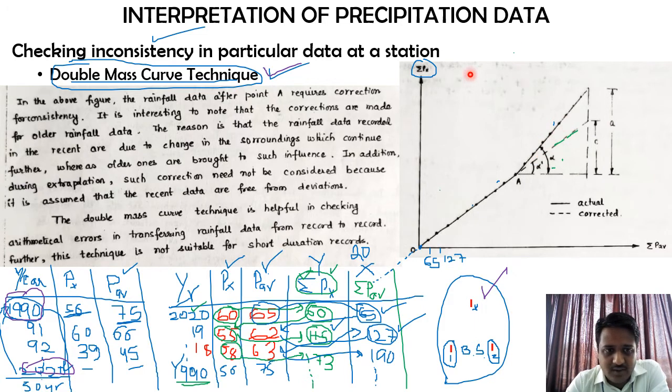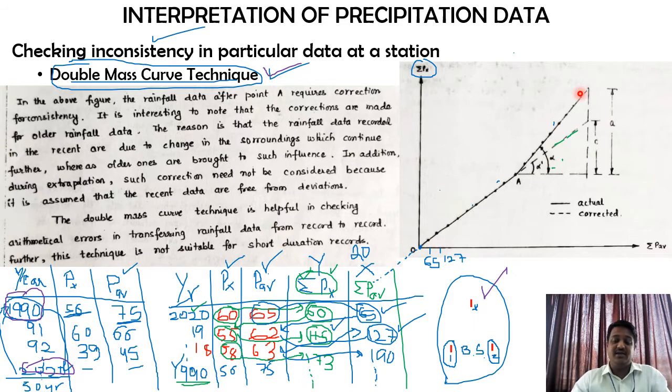Okay, with the help of that PCX value formula that we have just studied. Further, this technique is not suitable for short duration records. As we have seen, if this needs to be more accurate, then we need to have n number of years of data. Minimum they give you is 30 years, but it may even go beyond 30 years also. So this is how our entire double mass curve technique works.